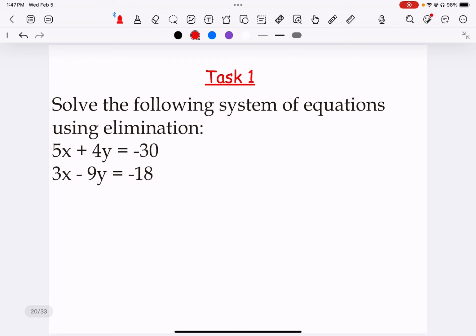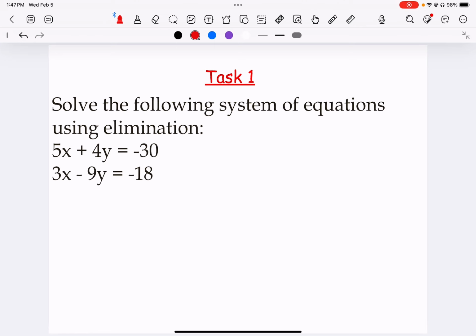Solve this system using elimination. Since the equations are lined up already, elimination would be my best option. I check to see if any of my coefficients are the same. I have a 5x and a 3x, so they're not the same. 4y and 9y, also not the same. So I have to multiply one of the equations to get them to be the same.